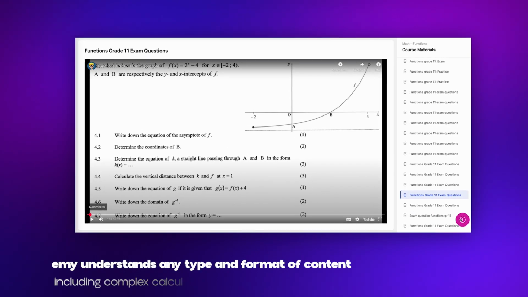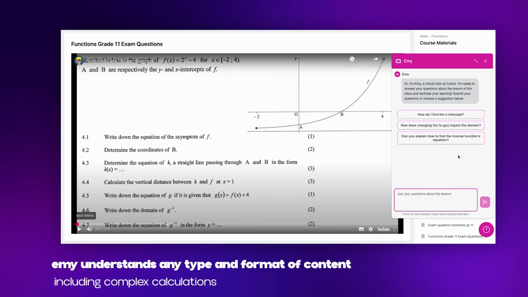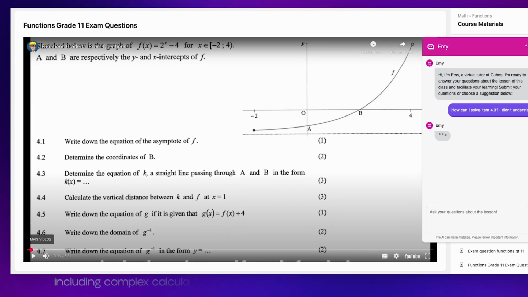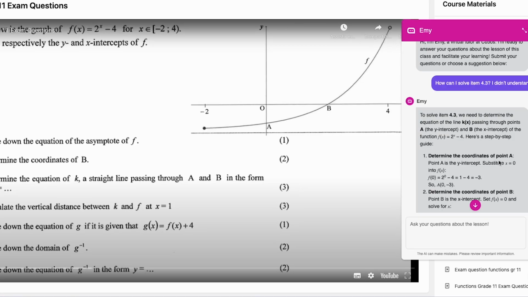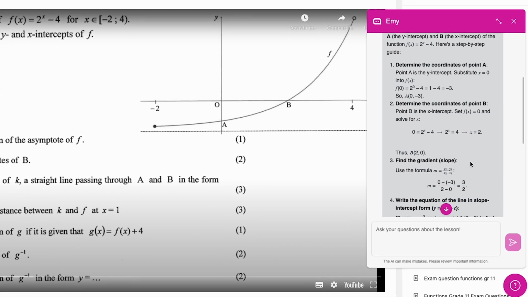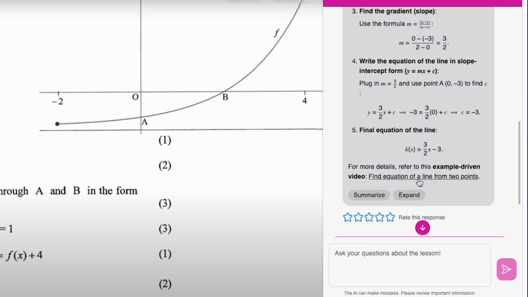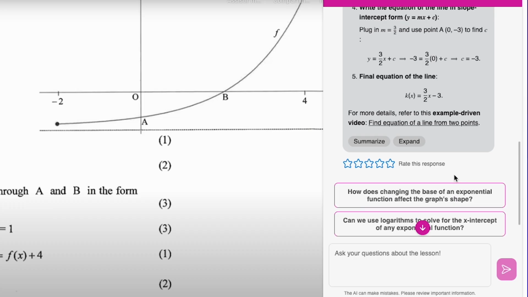In this example, we see that Emmy is also capable of handling more complex content, such as mathematics. Here we have the solution of an exercise on a board. Emmy interprets the image, understands the graph, comprehends what the question is asking, substitutes the values into the equations, and explains the solution step by step. This way, the student can follow the entire reasoning process through to the final answer.